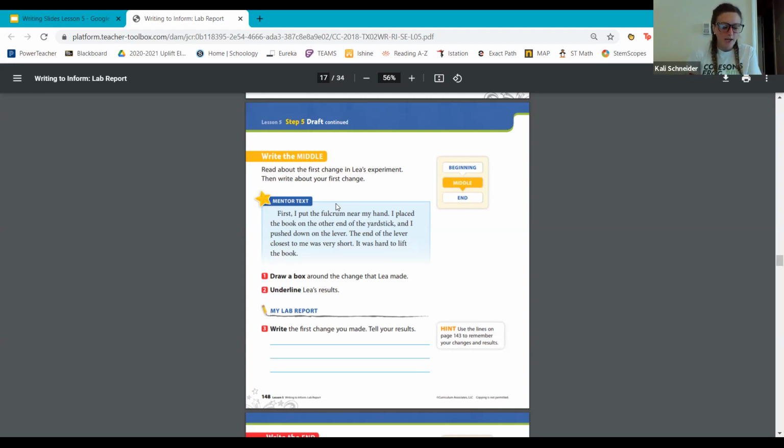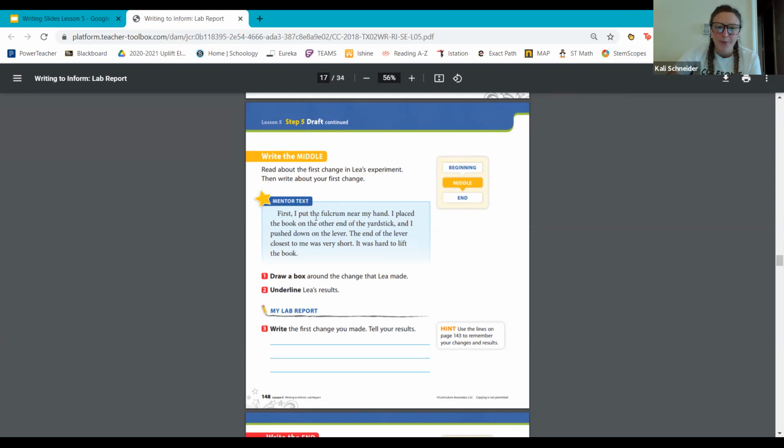So we have drafted the beginning of your lab report, and you're going to continue by writing a draft of the middle today. So remember, we can also still use our mentor text. So we're going to write the middle. So we're going to first read about the change in Leah's experiment. So then we're going to write our first change. Okay. So here's our mentor text.